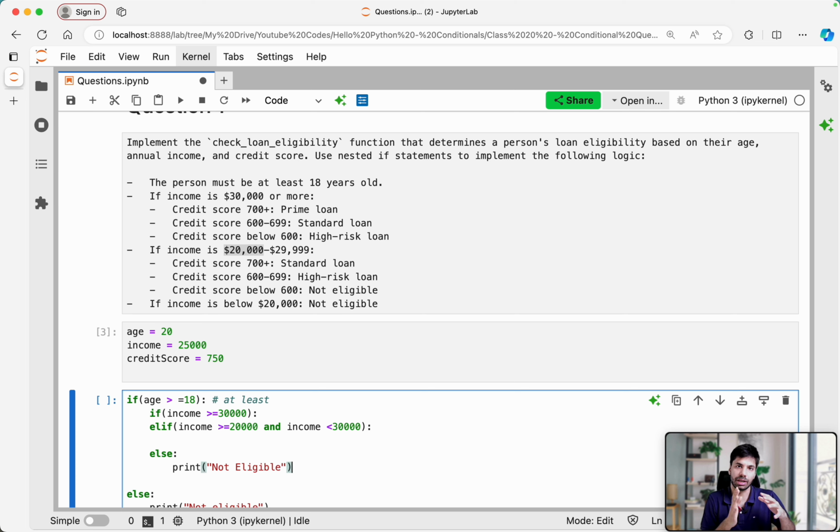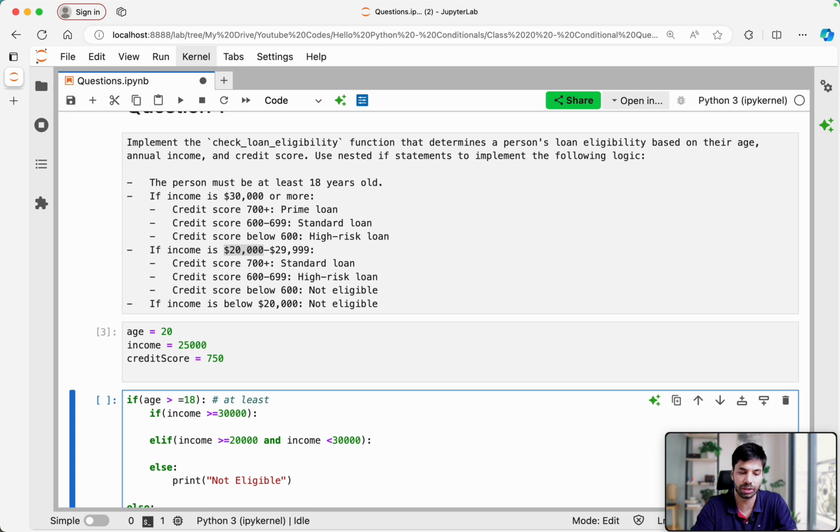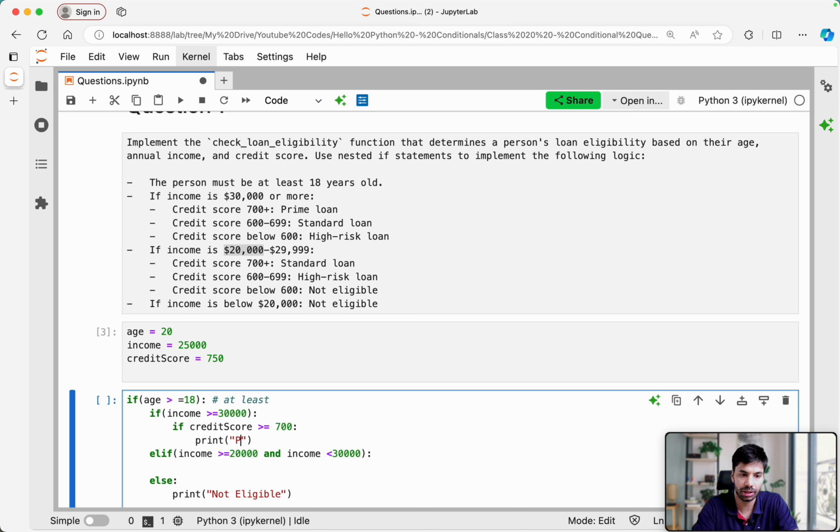So we have written our conditionals to two levels. We have learned about nested conditionals, or nested if statements, to two levels. You can refer to the previous class if you have any problem understanding this. Now we will go forward and see the credit score as well. If income is greater than or equal to 30,000, then if credit score is greater than or equal to 700, we print prime loan. I pressed tab to get this code completion.